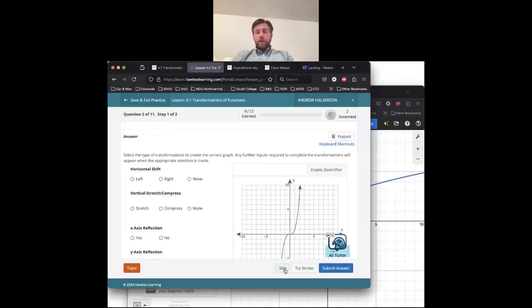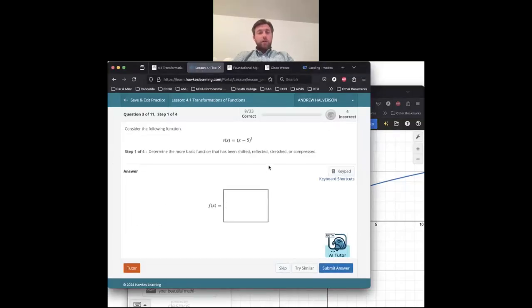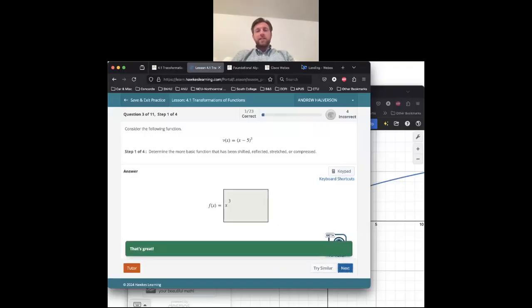Okay, so determine the more basic function that's been shifted. This is the same sort of thing. This is actually the same question as the last one. So let's do x to the third. Yep, see. So it's the same thing as before. You have the exponent of 3 on the outside, so the x is going to be raised to the third power. That's kind of a quick way to do it.